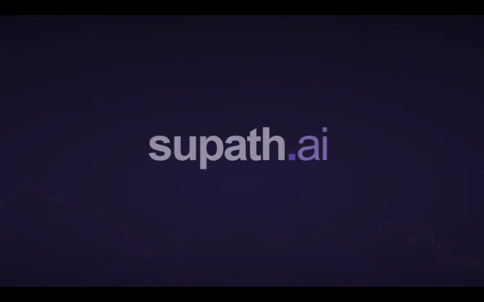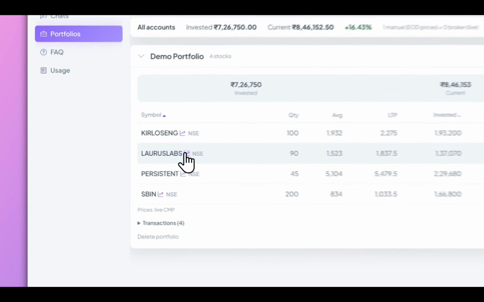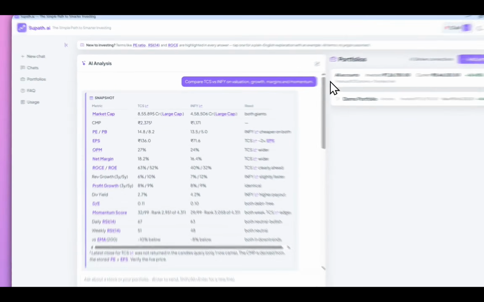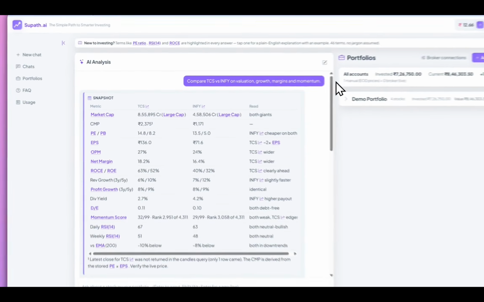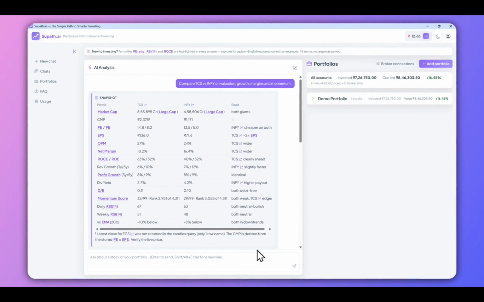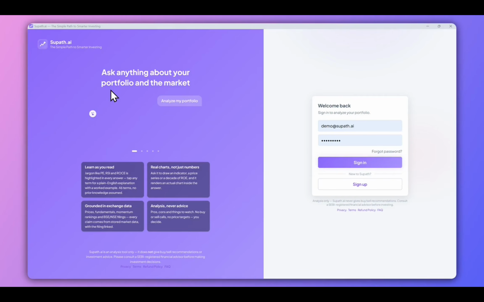Supath.ai brings it all together. Portfolio, charts, fundamentals, filings, and AI-powered insights. One platform, complete clarity. This is Supath, an analysis tool for Indian equity and mutual fund investors.